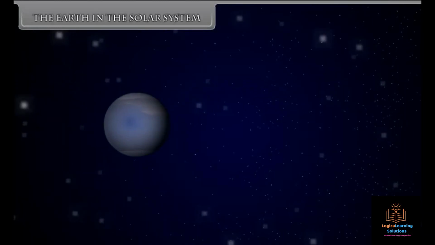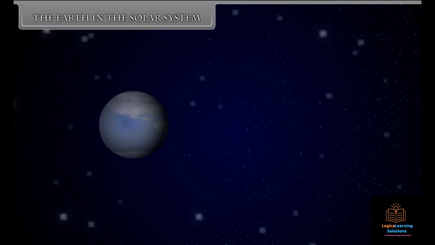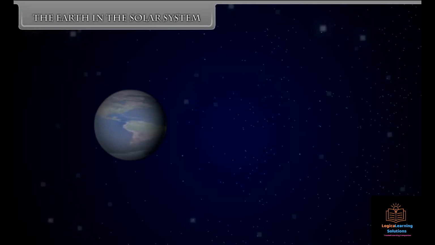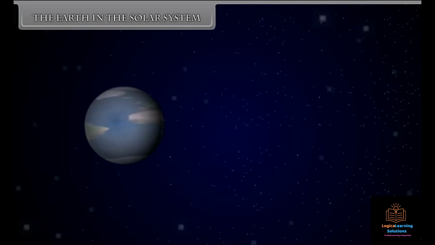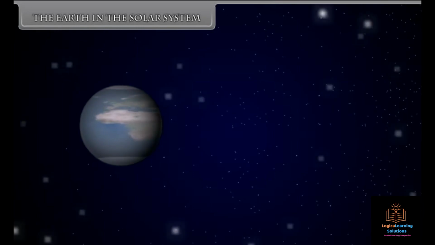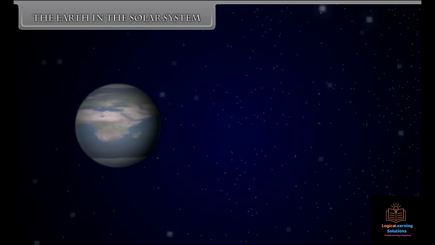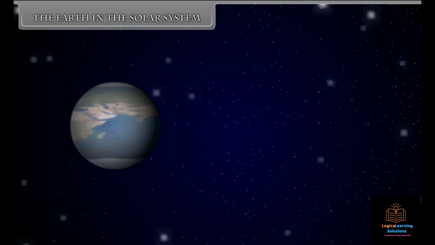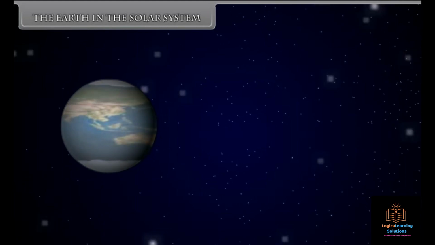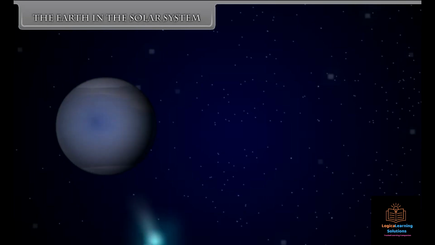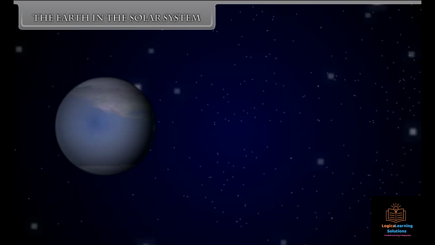The Earth in the solar system. As night falls, we can see thousands of twinkling objects in the sky. The sun and all these twinkling objects are called stars. We feel we are surrounded by the shining celestial bodies. We cannot count these celestial bodies with our naked eyes because they are several millions of kilometers away from us.